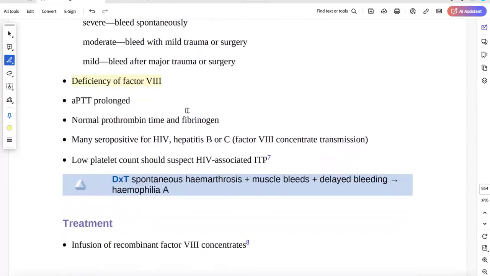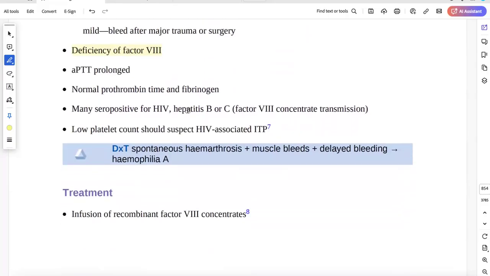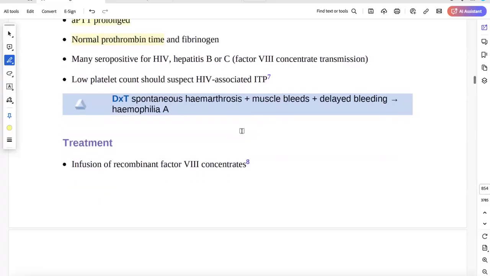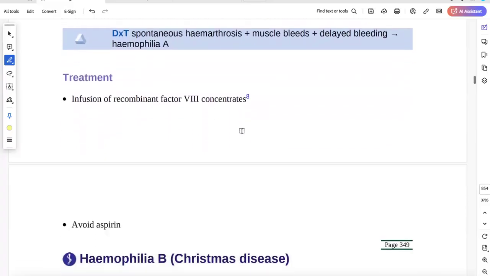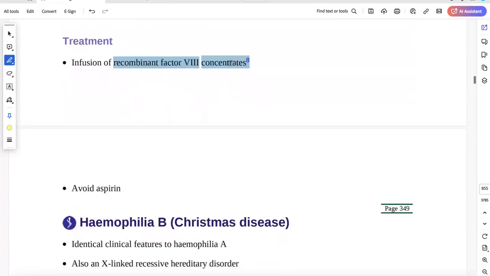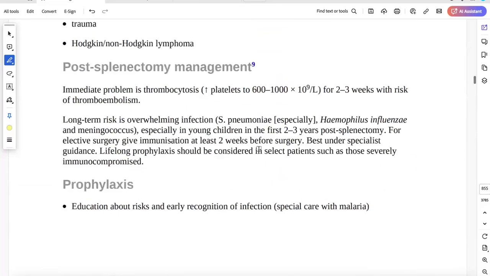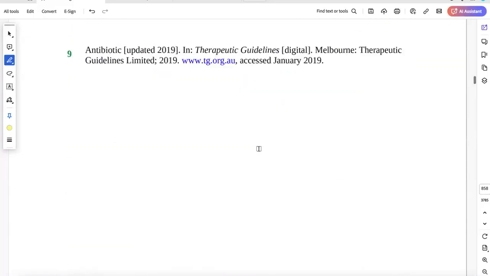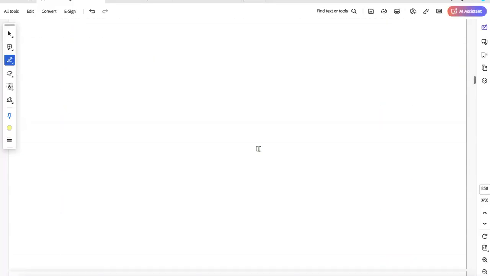And you know that the main presentation will be hemarthrosis or hematoma. The investigation will be the same. So your PT will be normal, but APTT will be prolonged in this patient. And once you think about it, the treatment will be recombinant factor 8 concentrate. All right, so that's all about bleeding and bruising, guys.